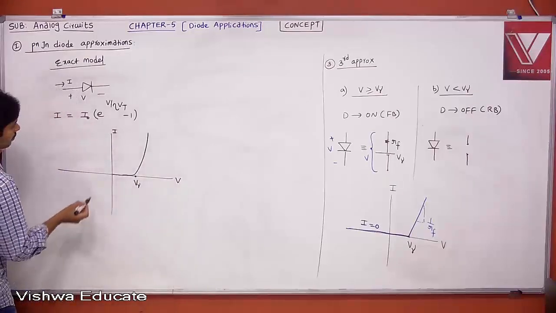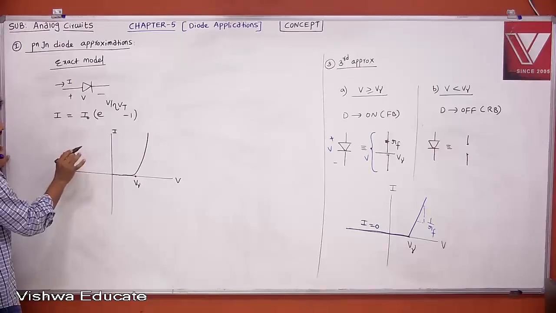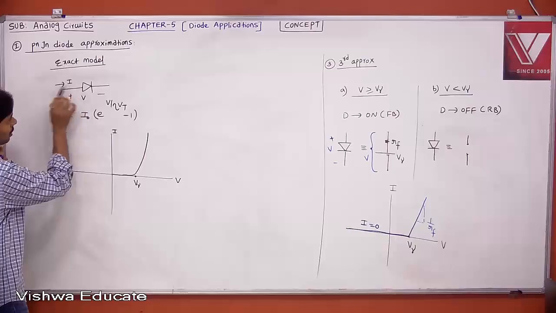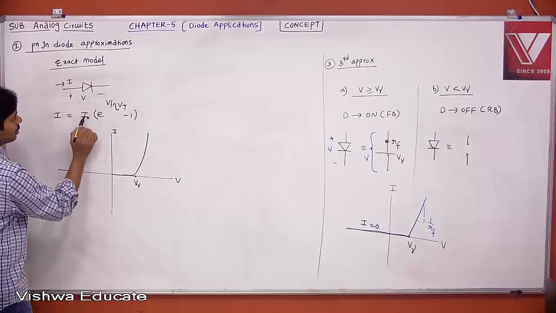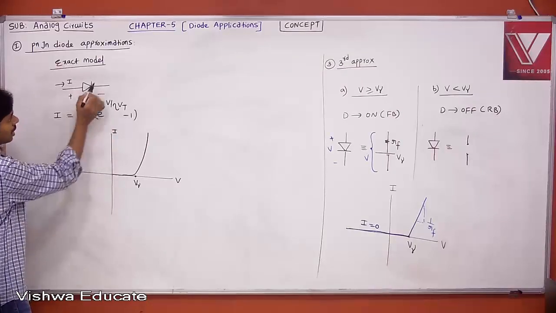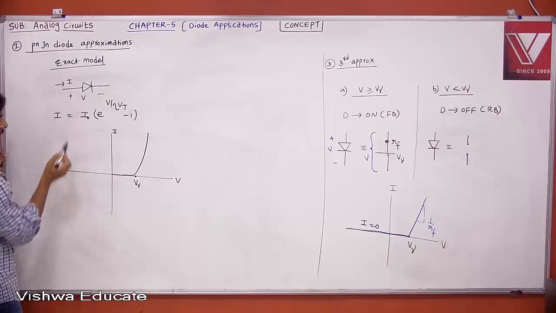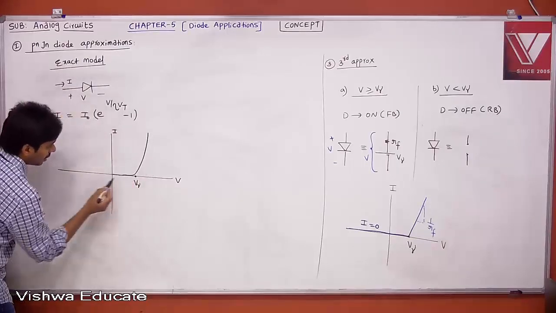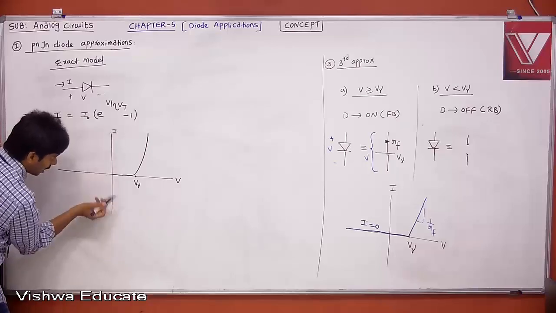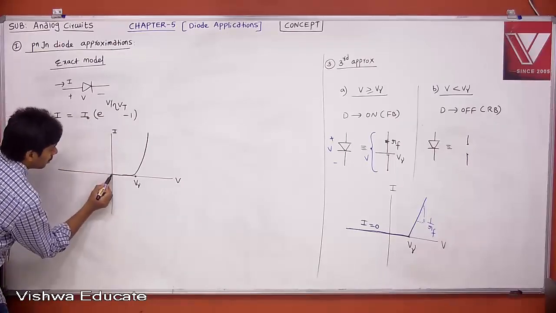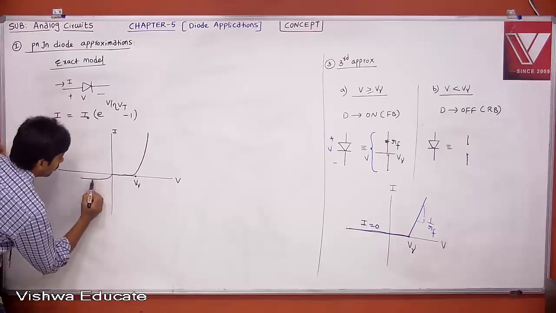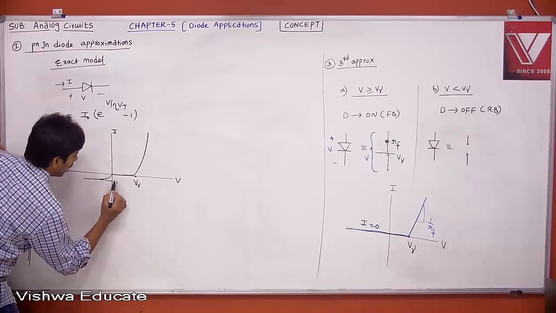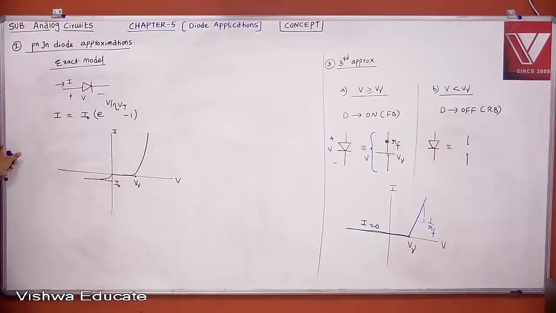In reverse bias, your current is not absolutely zero, because when V is negative you can neglect this part. Then your I, whatever you are representing from P to N, is 0 minus 1, minus I naught; the current will flow from N to P because it is negative. But whatever may be, this equation is valid with respect to this notation. Now when V is negative, your current will also be negative, but it is almost equal to I naught. This is your reverse saturation current.